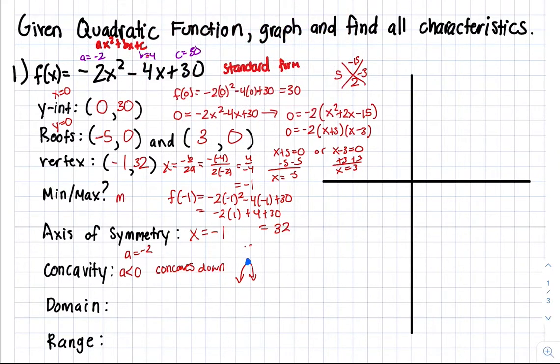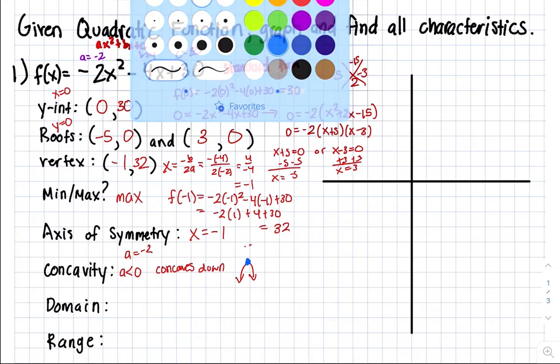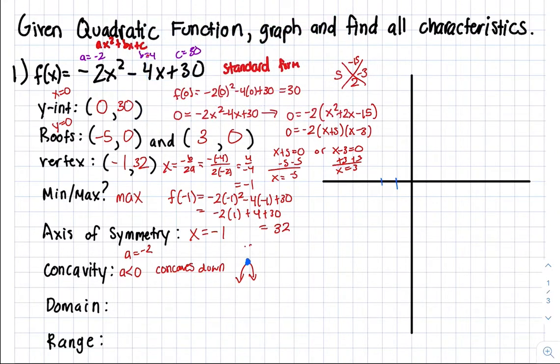Okay, so now we can finally graph. So I'm just going to go by ones on the bottom. So negative 5 comma 0 is right there. 3 comma 0 is right there. Negative 1 comma 32. So I'm going to put these by tens. So negative 1 comma 32 is right there, and then 0 comma 30 is right there.